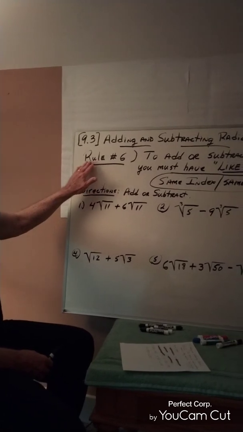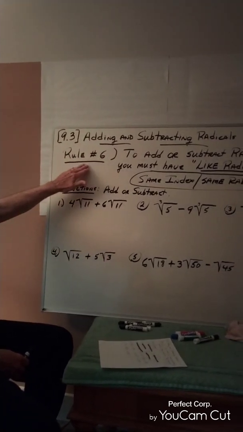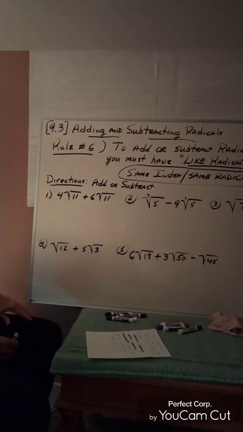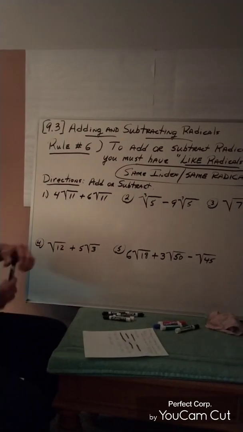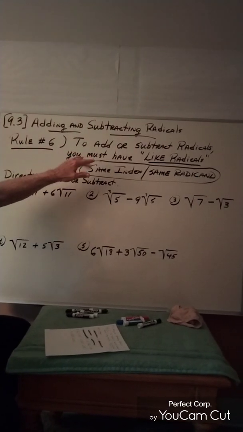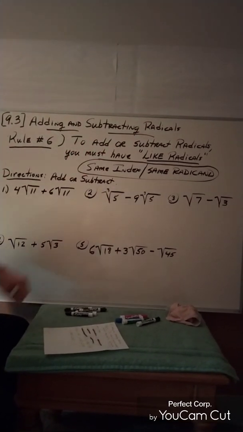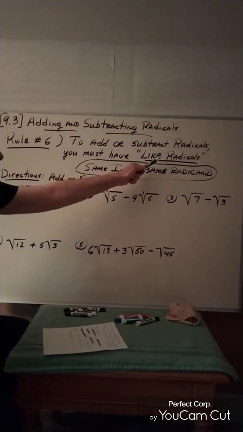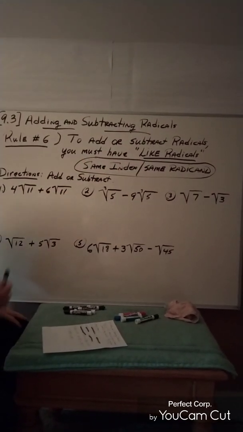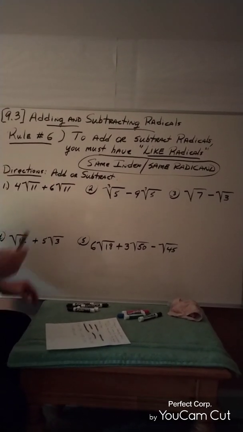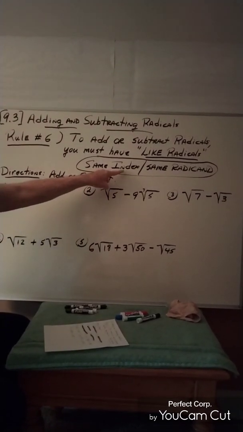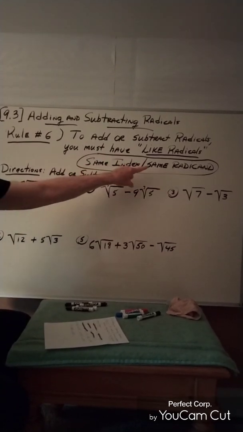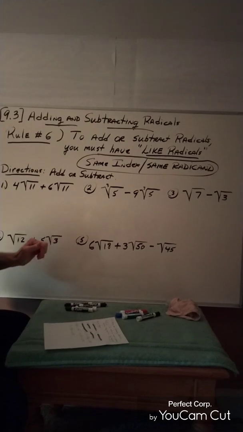This is primarily going to be our final rule of radicals. Number 6. It has to do with adding or subtracting radicals. And it's pretty straightforward. To add or subtract radicals, you must have like radicals. Definition of like radicals: the indices must be the same, and the radicands must be the same.